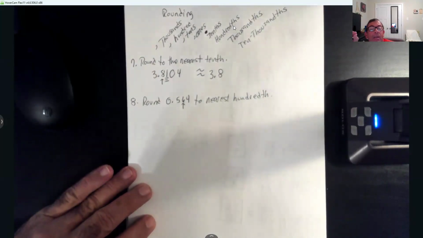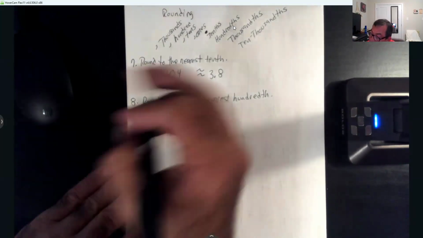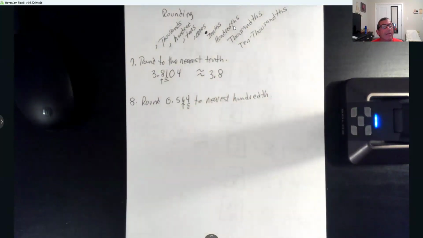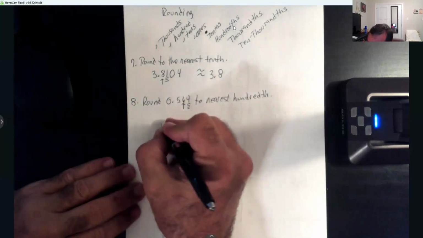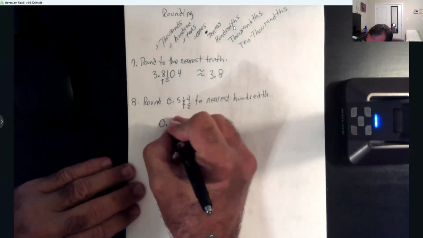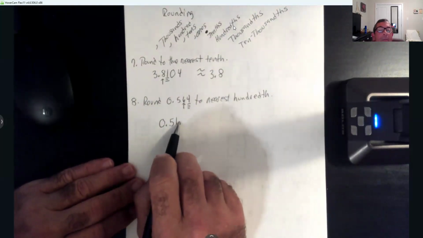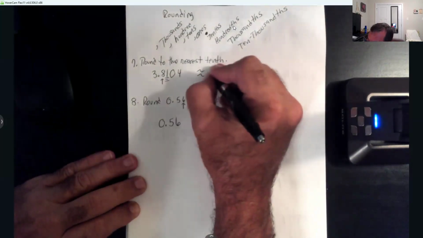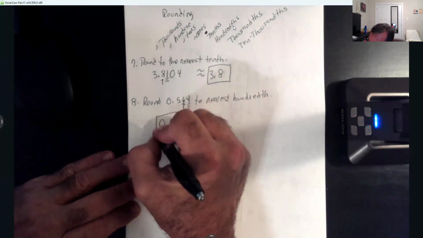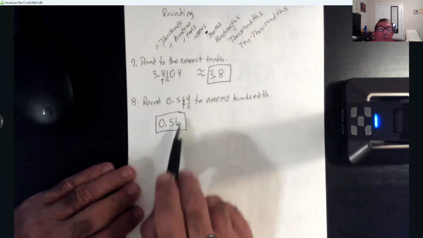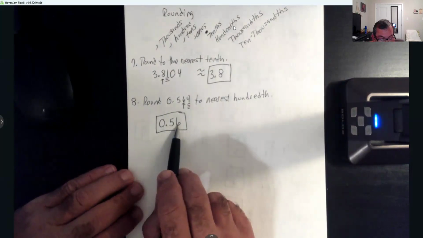So will I keep that as 0.56 or will I make that as 0.57? And that all depends on that 4. So y'all, once again, 4 is less than 5. So I would make this as 0.56. I do not raise that up because of that 4 being less than a 5. All right, so tenths was 1 decimal. Hundredths were 2 decimals.